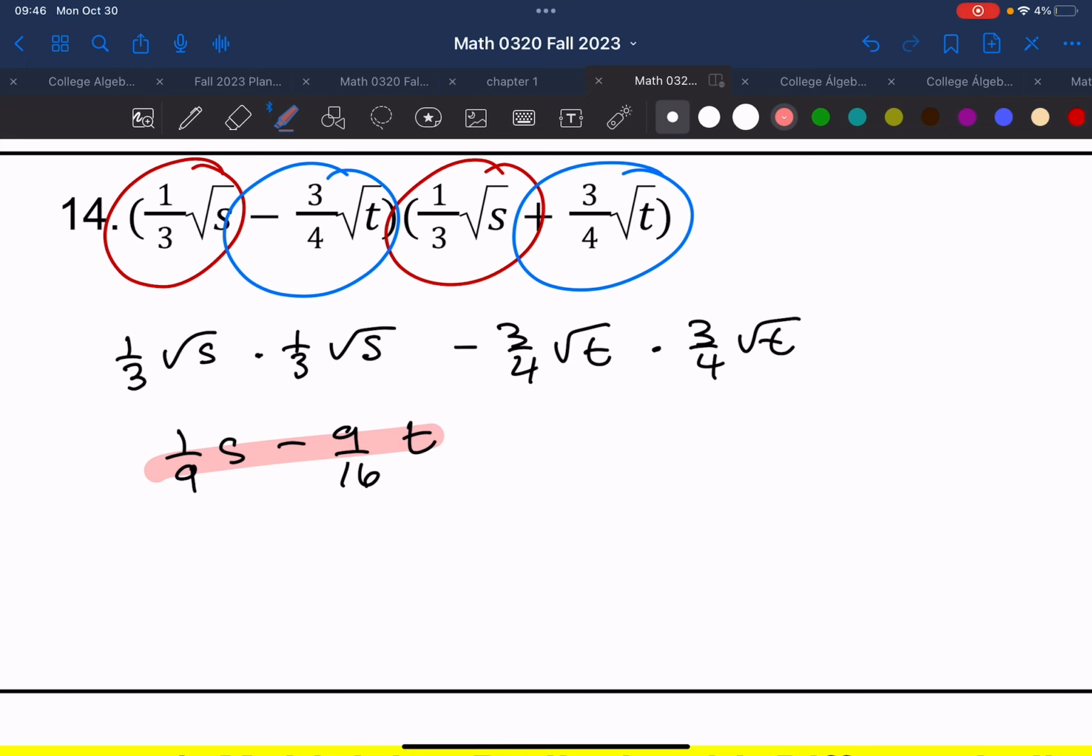Okay. So again, these are special cases. If we have the same parentheses being multiplied by the same parentheses and the signs are the same, that means the middle terms will cancel out. And we are only left with the first two terms and the last two terms.